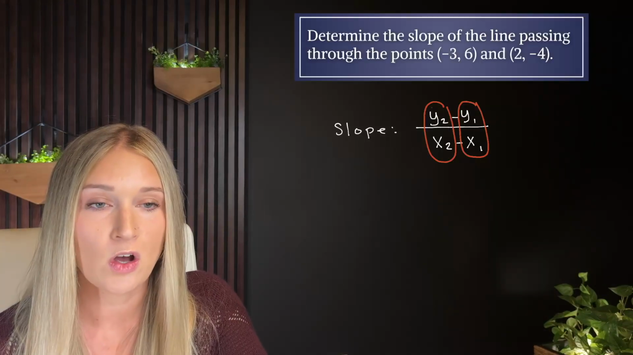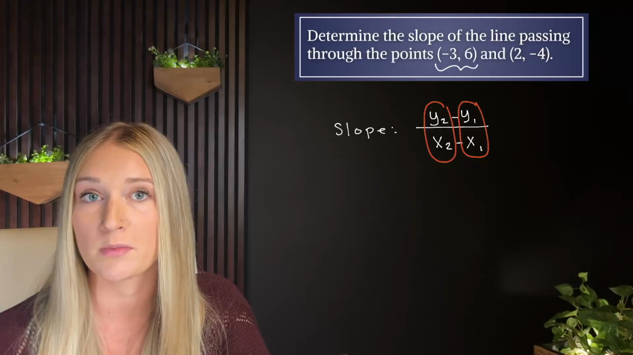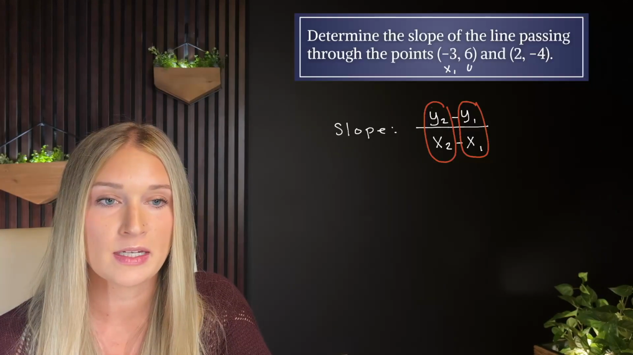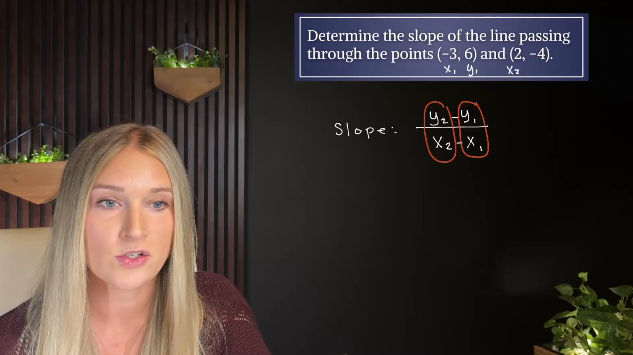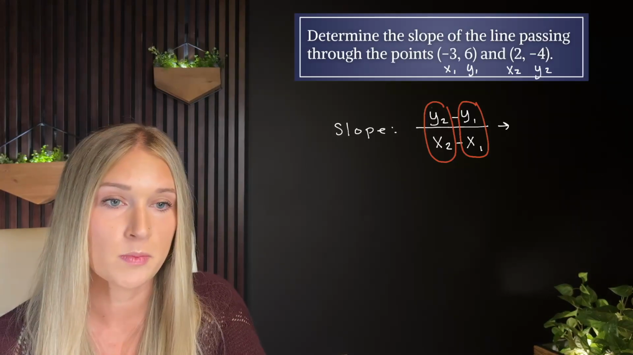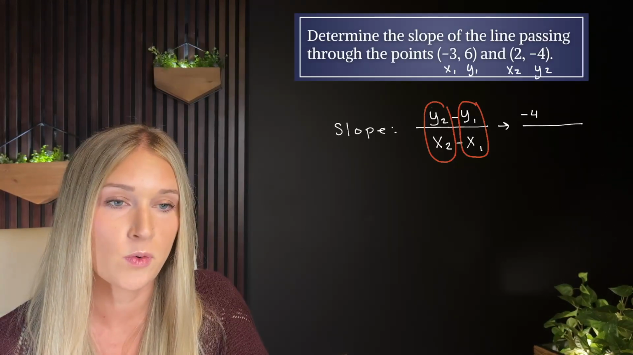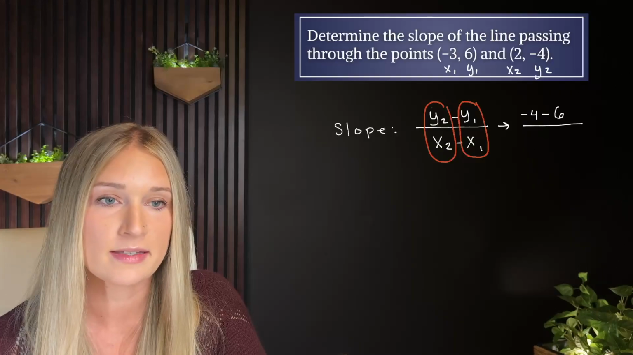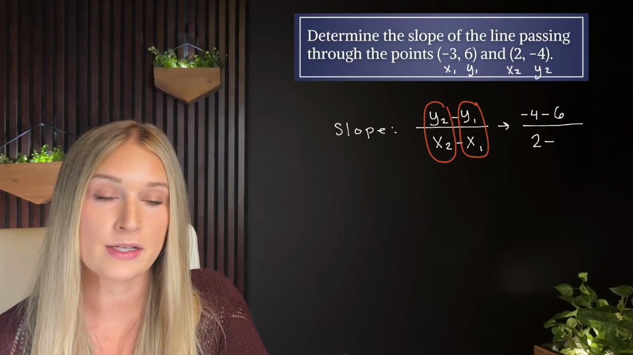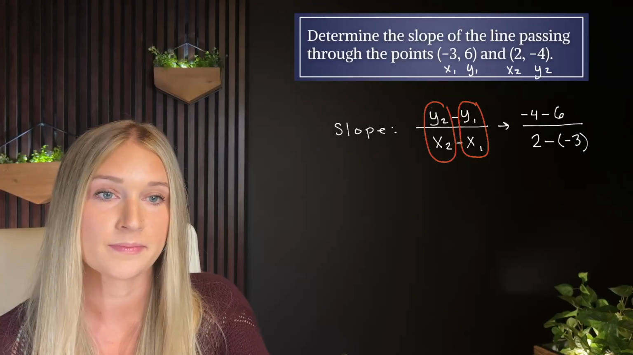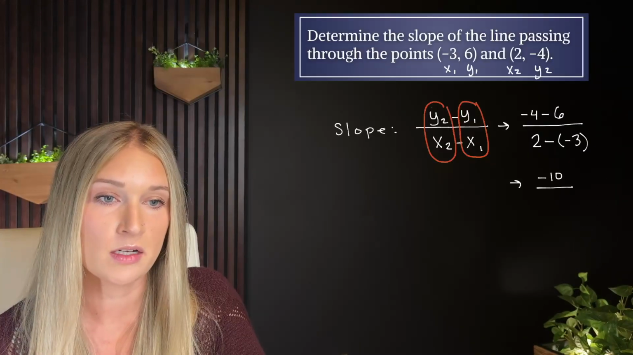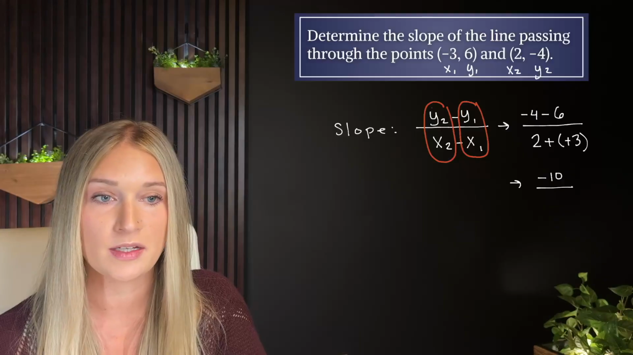I'll go ahead and call my first point here point number 1, and this will be point number 2, which means that x1 is negative 3, y1 is 6, and x2 is 2, and y2 is negative 4. I'll go ahead and plug these into my formula. y2 is negative 4 minus y1 is 6, and in the denominator I have x2 is 2 minus my x1, which is negative 3. Simplifying, on top I've got negative 10, and on bottom I've got 2 negatives which make each other positive. 2 plus 3 is 5.